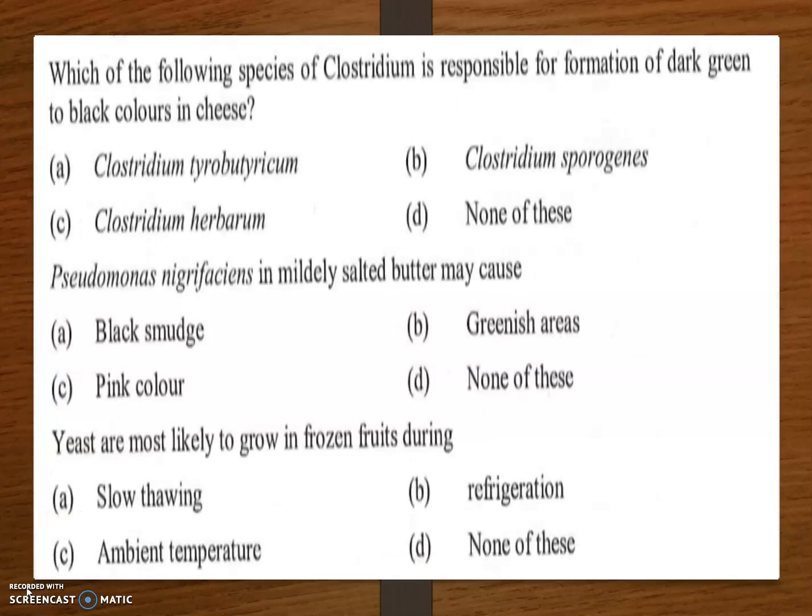Next question. Which of the following species of Clostridium is responsible for formation of dark green to black colors in cheese? The answer is option C, Clostridium herbaceum. Clostridium herbaceum is responsible for the formation of dark green to black colors in cheese.